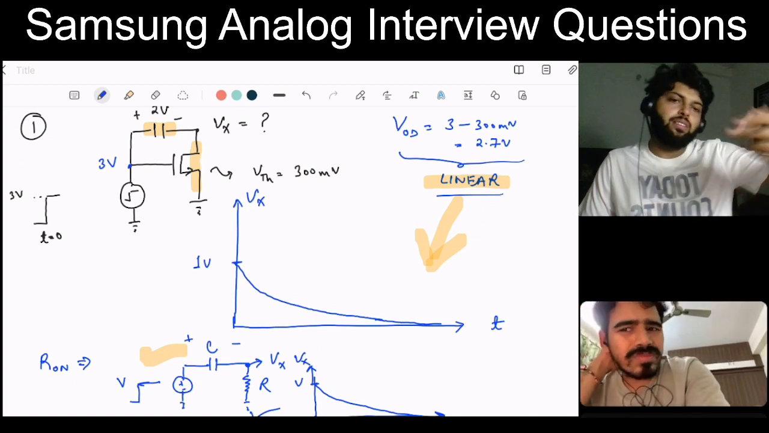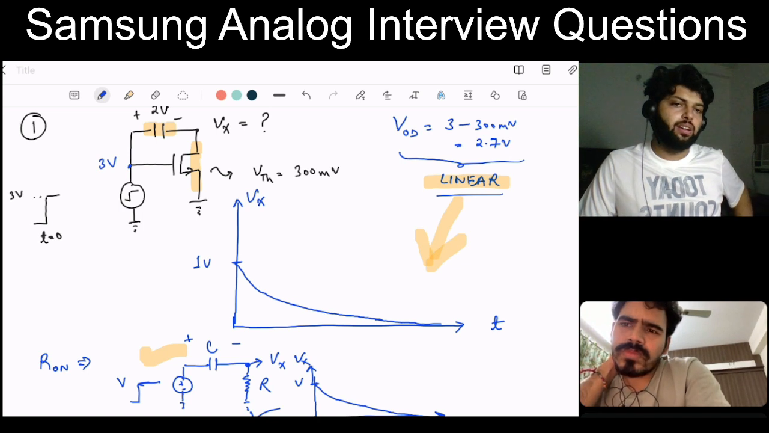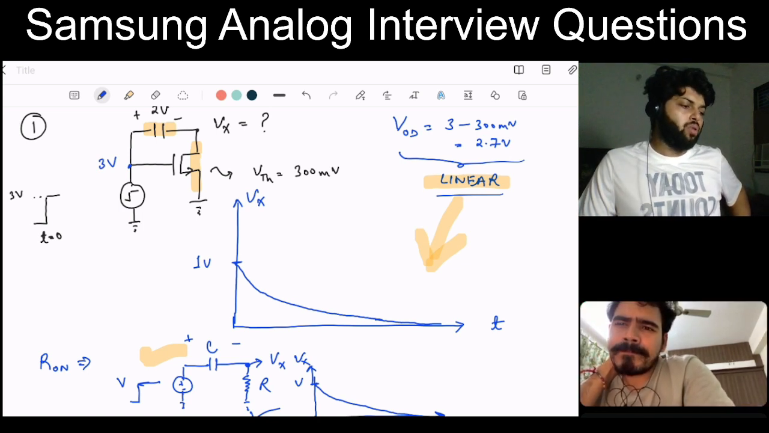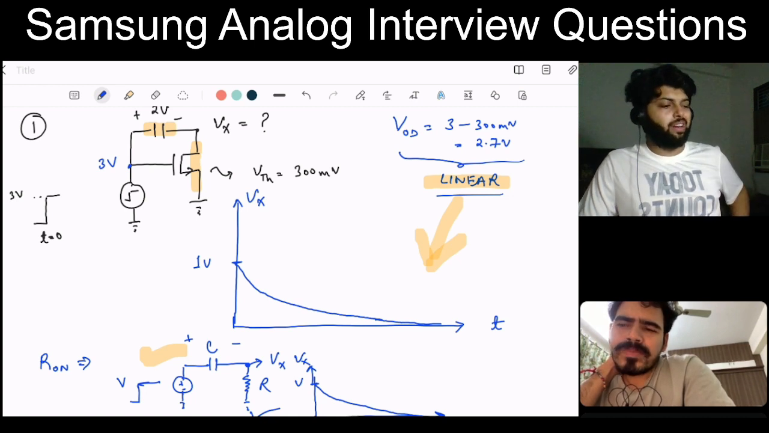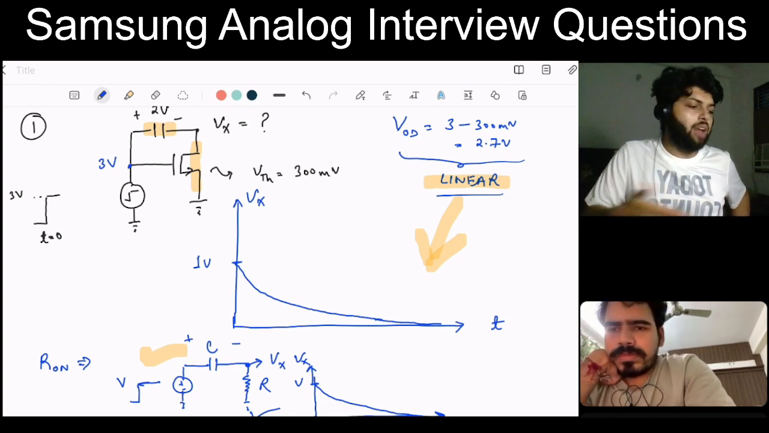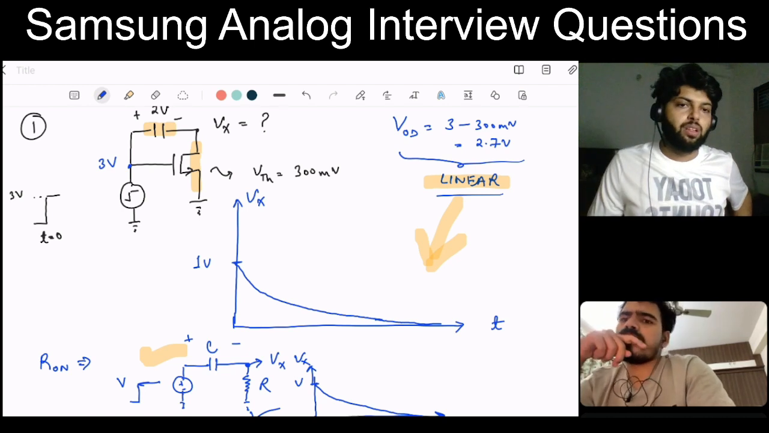What is happening is that Vx is decreasing, right? Because this is the circuit. So with time, as Vx is decreasing, it will go to zero, but it will not go to zero because our switch has got shorted up. Are you guys getting me?